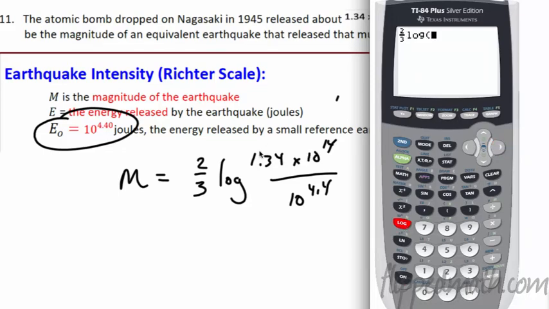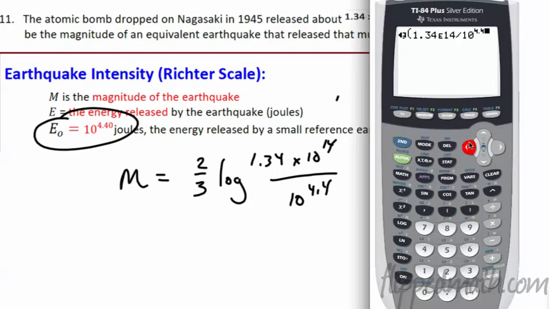Of. Now, this is 1.34 times 10 to the negative 14th. I'm going to write that as 1.34, and I'm going to use this E that's above the comma there. Remember in your calculator, E to the whatever means we're using exponential notation. That's actually scientific notation. It's 1.34 times 10 to the 14th. That's what that means. We need to divide by 10 raised, it's 10 to the 4.4 power. So we're going to raise that to the 4.4 power.